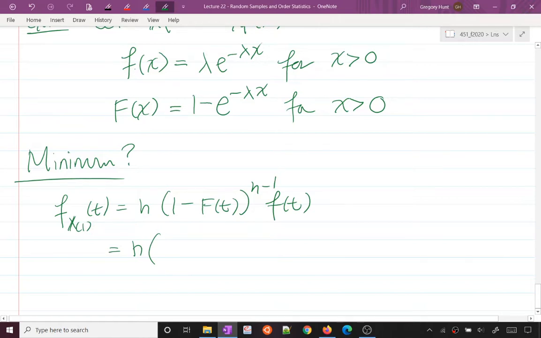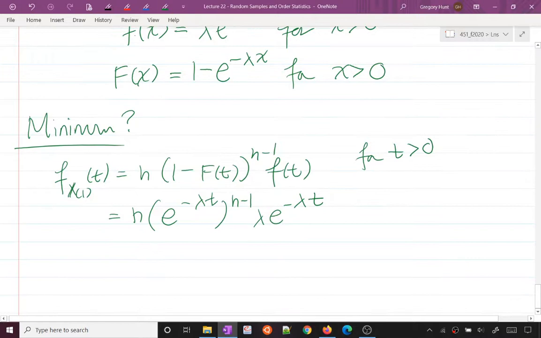Capital F(t) is 1 minus e to the negative lambda t, so 1 minus that is just e to the negative lambda t, all to the n minus 1 power. And little f is, I guess x in this case should be t, we're plugging in t, not x. Little f is just lambda e to the negative lambda t. So this is implicitly for t bigger than 0. T less than 0 is not going to have any positive density.